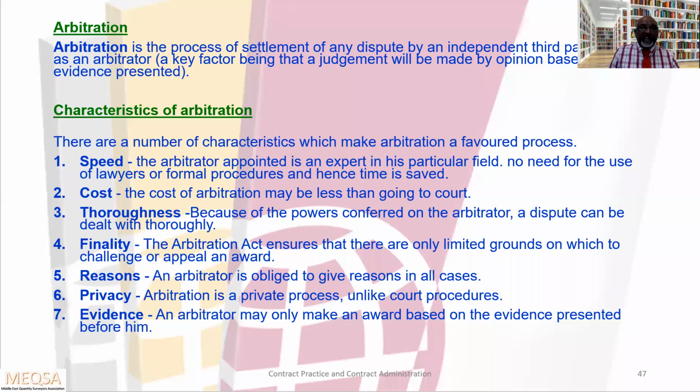You can read these; sometimes they might ask these questions. What is the advantage of going for arbitration? What are the disadvantages of litigation? Sometimes you might compare and contrast arbitration and litigation as well. So you should know these are the characteristics of arbitration. Then you have to compare and contrast with litigation.